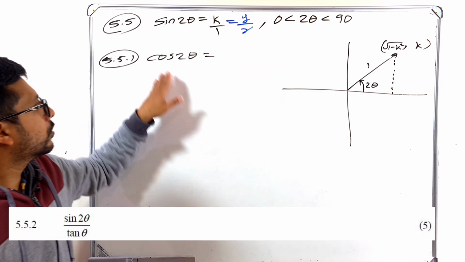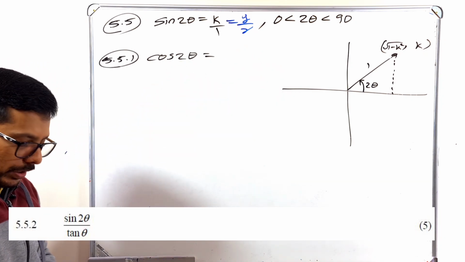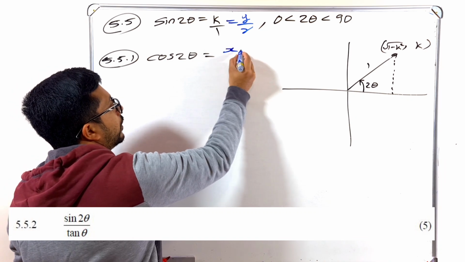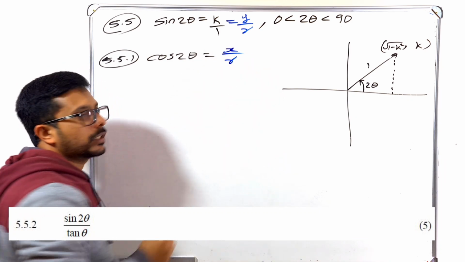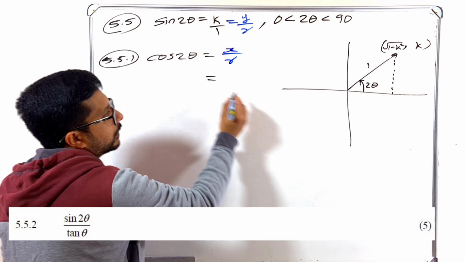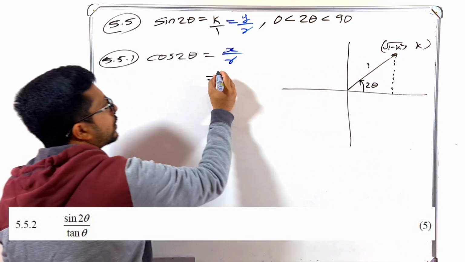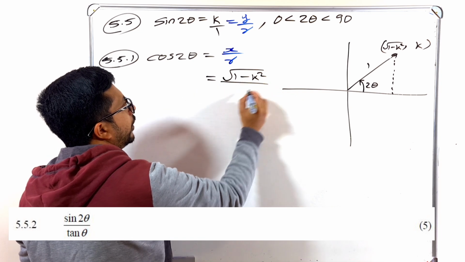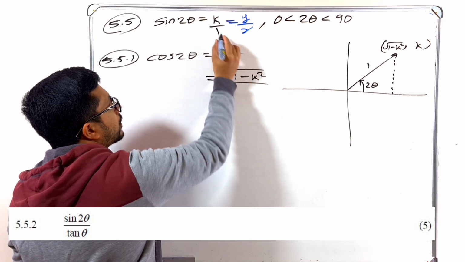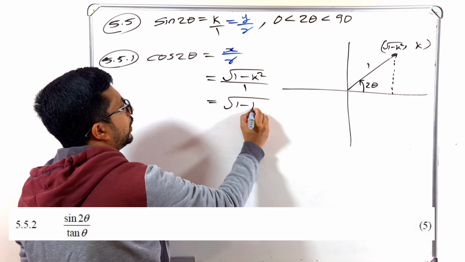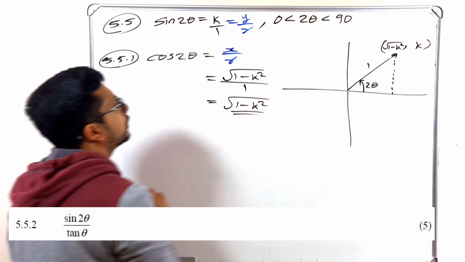Okay. So cos 2 theta, what is the definition? X over r. Am I right? Adjacent side. Definition of cos is adjacent side by hypotenuse. Okay. So here what is x? X we got as root of 1 minus k square divided by r. R is 1. So the answer is root of 1 minus k square.